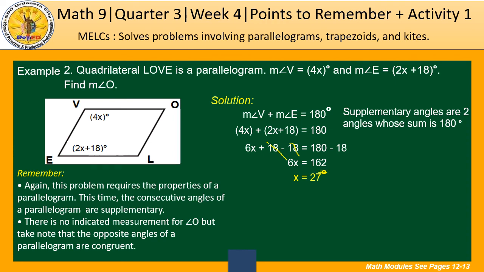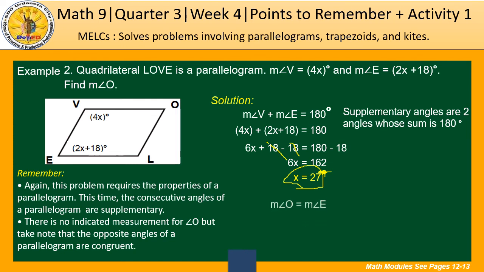Not a degree. The x has no measurement, so that would be an error. So x is equal to 27 only. There is no degree.